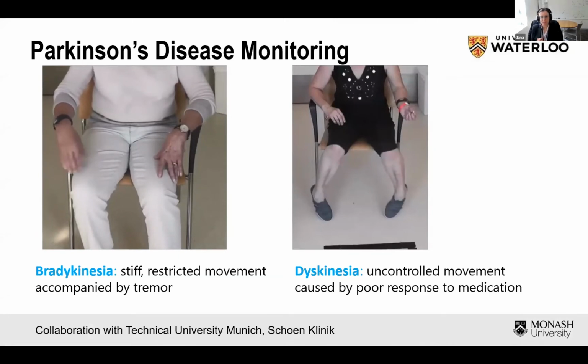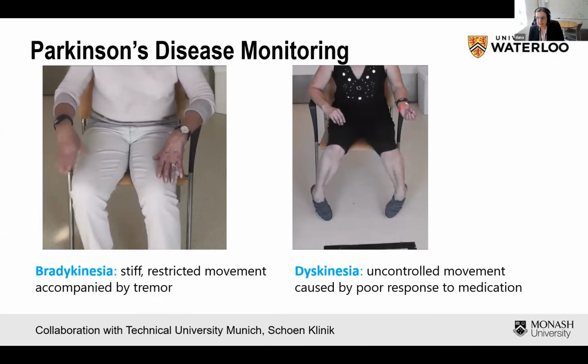So this project was carried out while I was at the University of Waterloo, and this was a collaboration with the Technical University of Munich and the Schön Clinic. In this project, we were investigating the utility of using wearable sensing for continuous Parkinson's disease motor state monitoring.